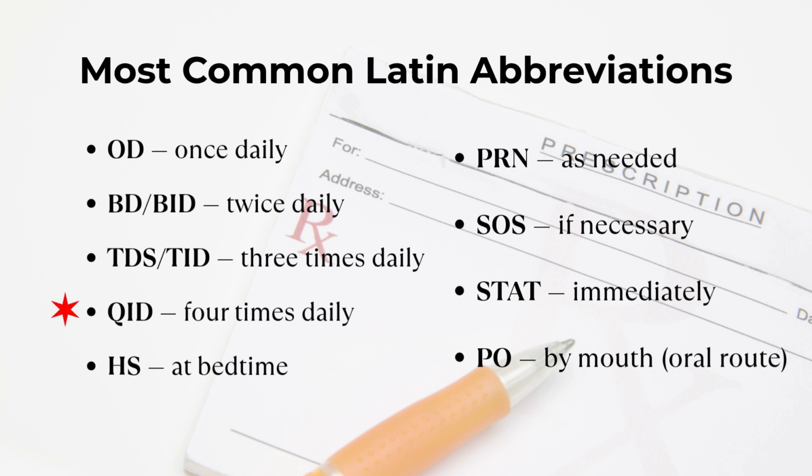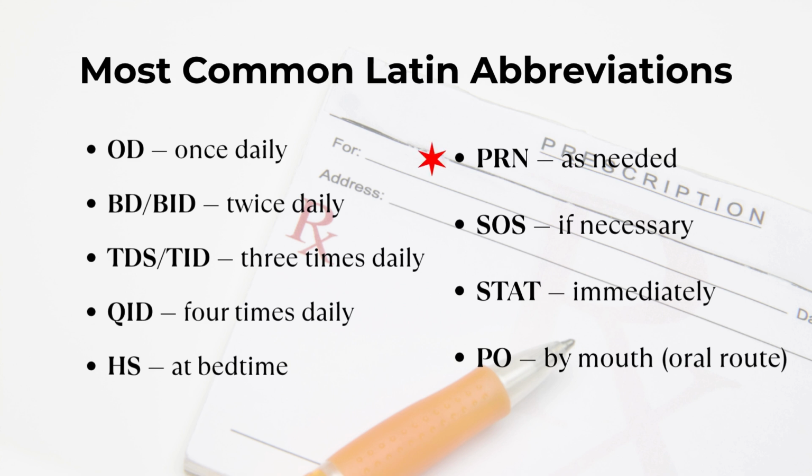QID is quater in die, which means 4 times daily. That usually means a 6-hour interval, such as for certain eye drops or antibiotics. HS stands for hora somni, meaning at bedtime. This is often seen on sleep medications or drugs with sedative side effects.